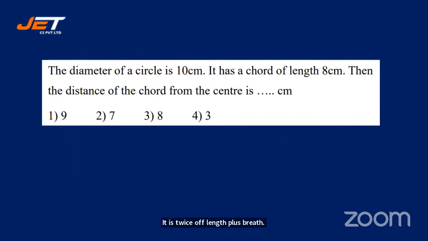The diameter of a circle is 10 centimeter. It has a chord of length 8 centimeter. Then the distance of the chord from the center is dash centimeter.